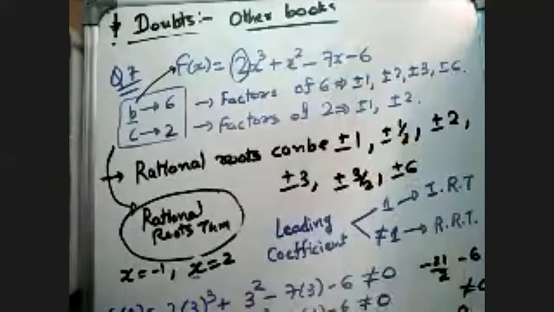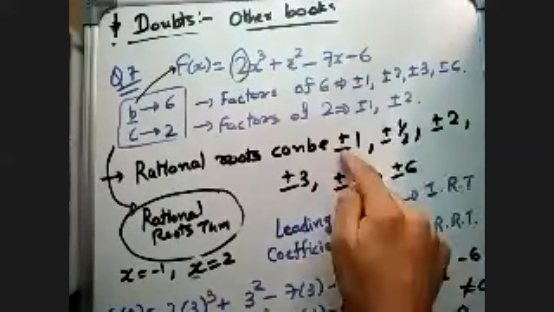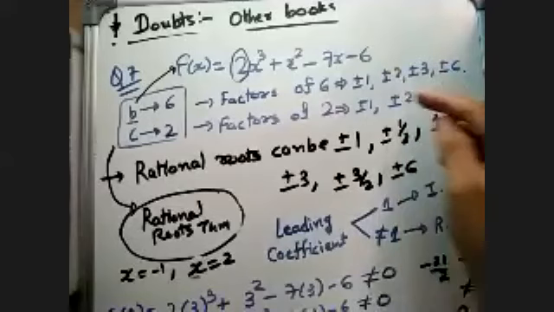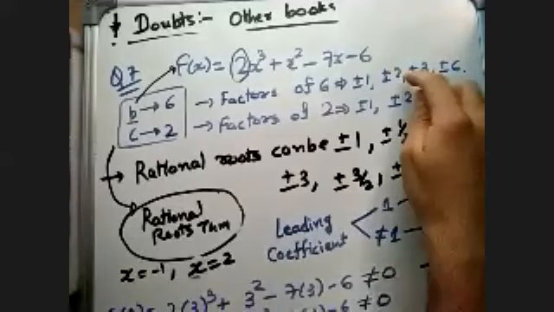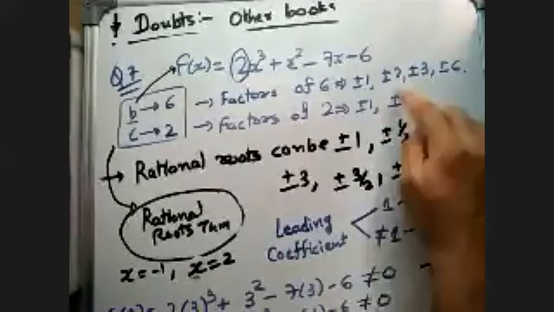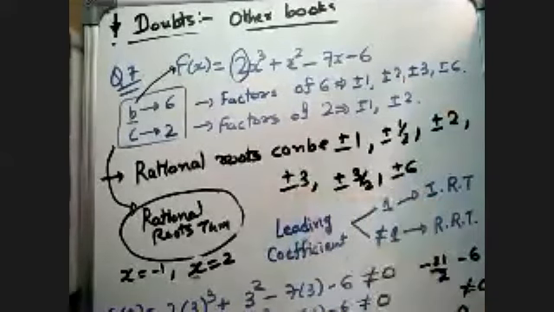So 1 by 1, it will be 1. 1 by 2, it is half. 2 by 1, it is 2. 2 by 2, it is again 1. 1 already we have written over here. 3 by 1, it is 3. 3 by 2, it is 3 by 2. 6 by 1, it is 6.